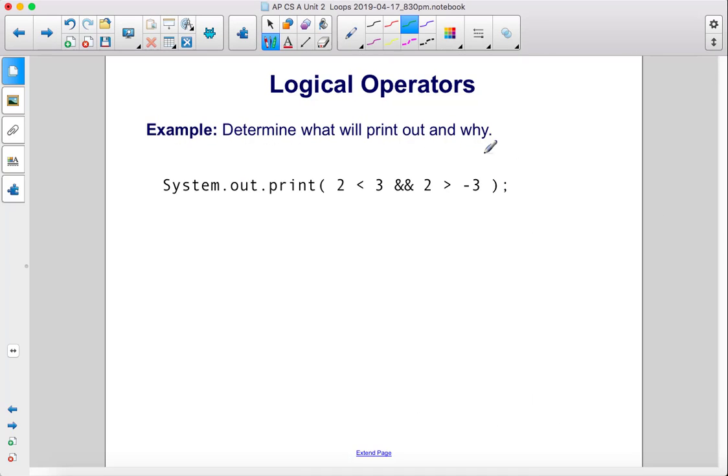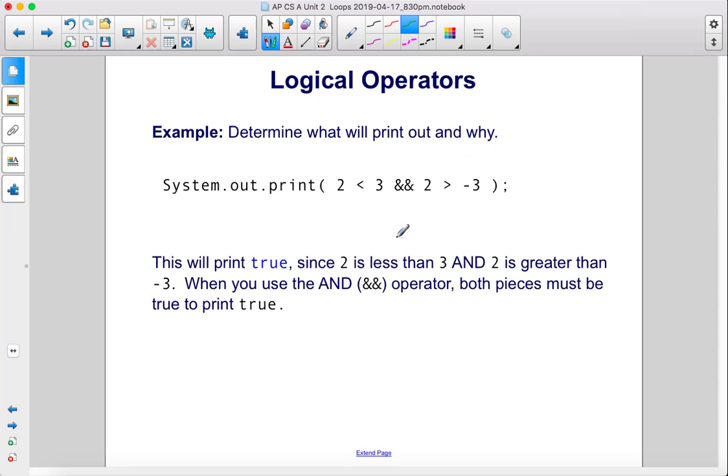Determine what will print out and why. All right, 2 is less than 3. That's true. And 2 is greater than negative 3. That is also true. Since both sides are true, this will print true. This will print true since 2 is less than 3 and 2 is greater than negative 3. When you use the AND operator, both pieces must be true to print true.